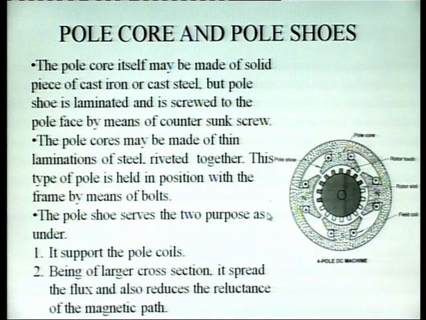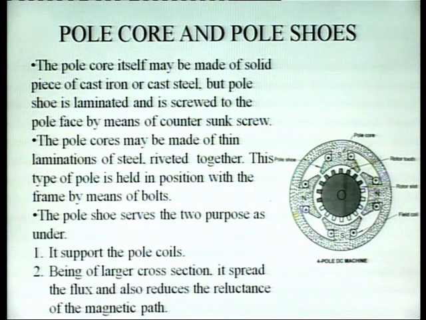Pole core and pole shoes. The pole core itself may be made of a solid piece of cast iron or cast steel, but the pole shoe is laminated and is screwed to the pole face by means of countersunk screws. The pole cores may be made of thin laminations of steel riveted together. This type of pole is held in position with the frame by means of bolts.